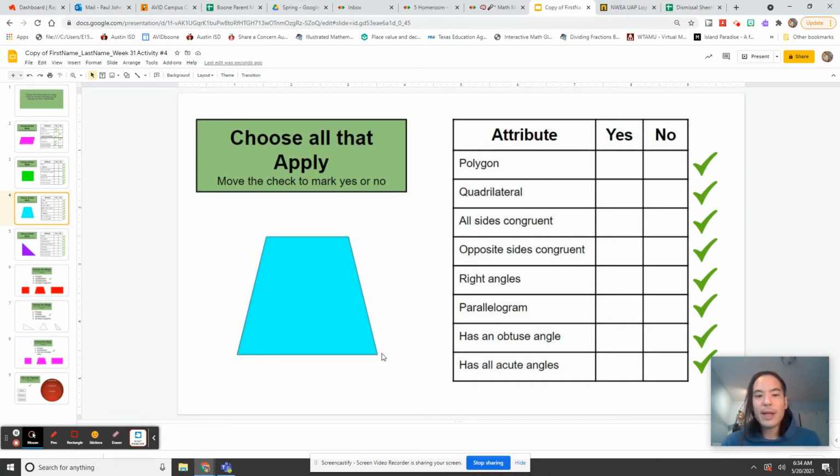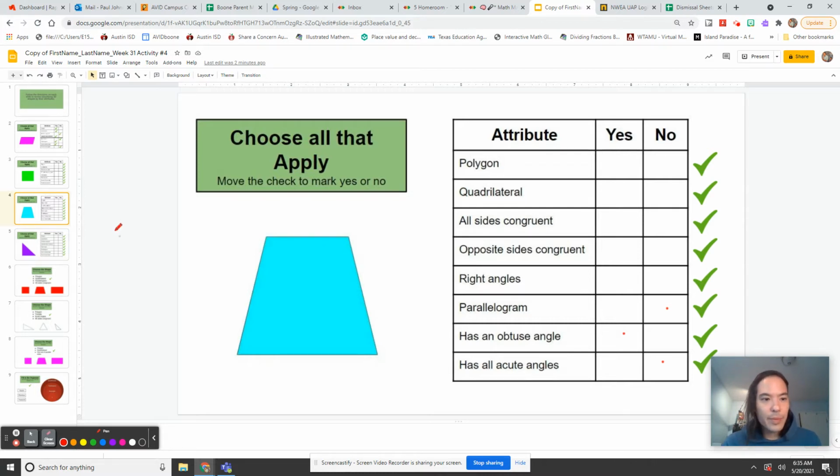Parallelogram, it cannot be a parallelogram because these two sides are parallel, but these two sides, remember, if we follow them up, would eventually intersect. Remember, trapezoids kind of look like a triangle if you follow the lines up. All right, so this one is not a parallelogram, okay? It does have obtuse angles, but it does not have all acute angles. Oops. Let me just clear all that. So yeah, it does have an obtuse angle. It does not have all acute angles.